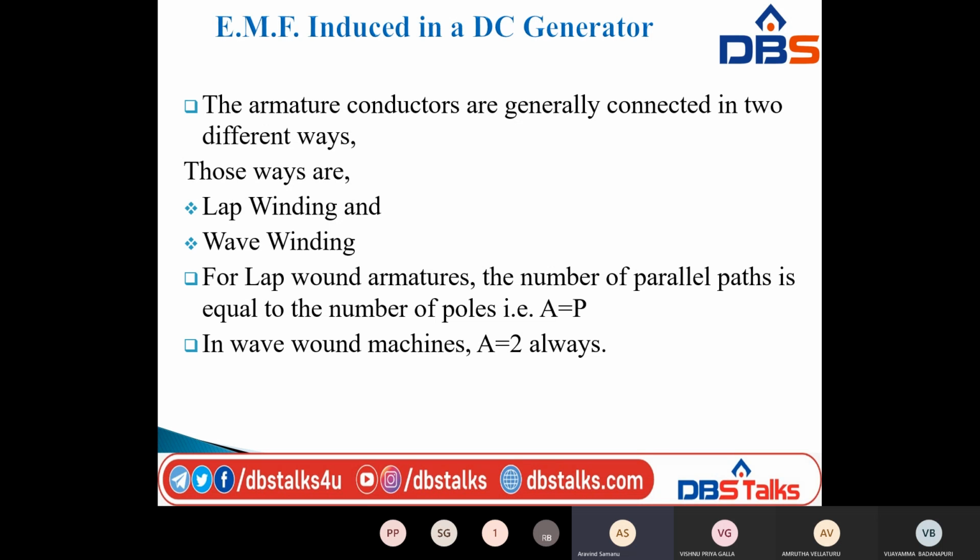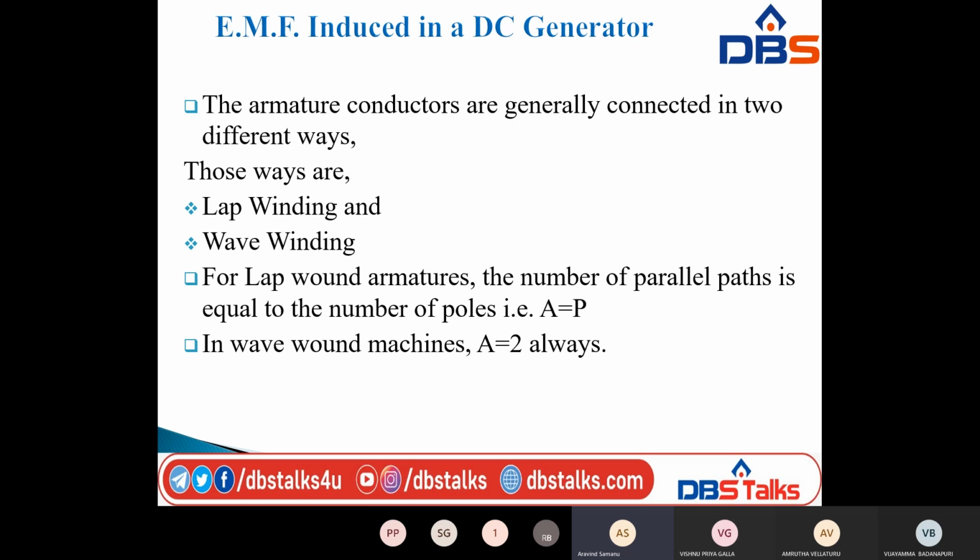After this topic we have that one, and in that topic I will discuss these types of windings. So here the armature conductors are generally connected in two different ways, and those ways are lap winding and wave winding.